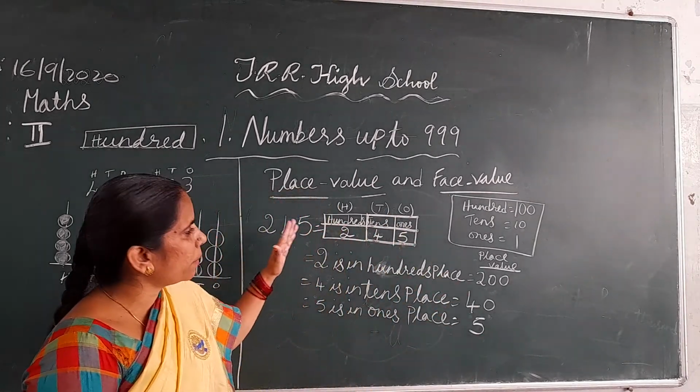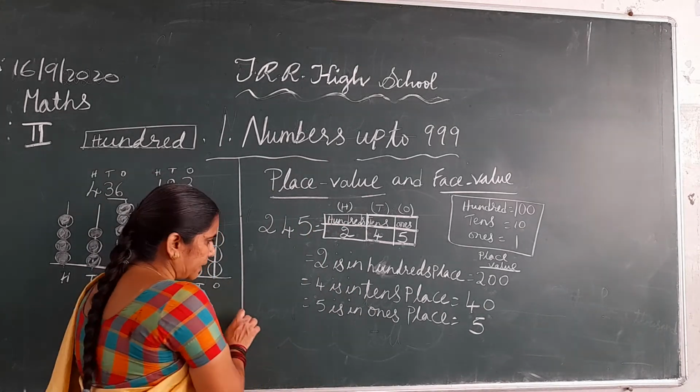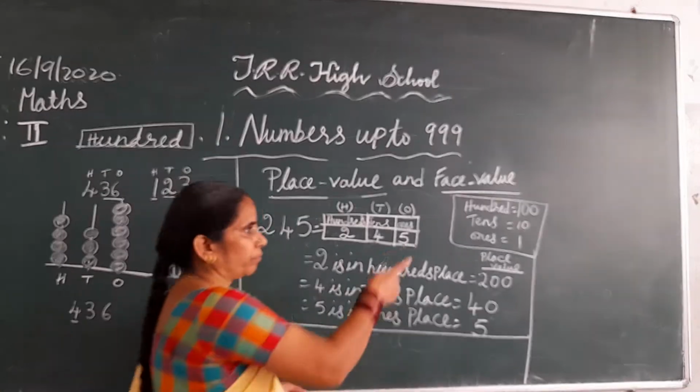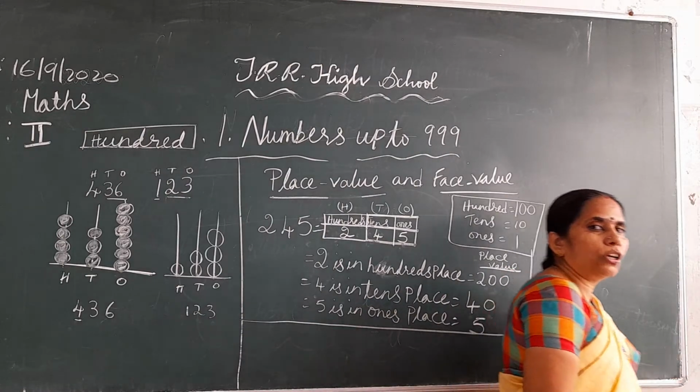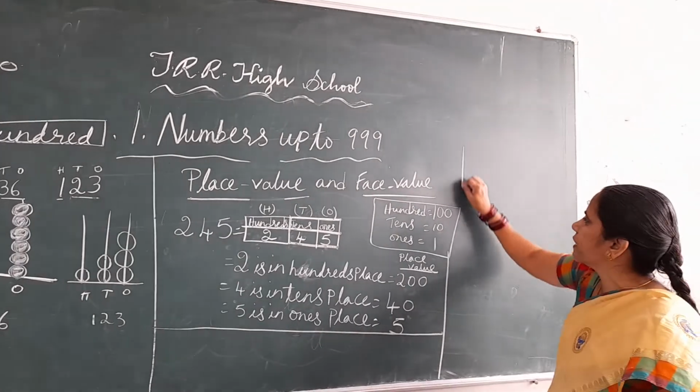Now you understood the place value of each digit, all of you. Some examples we will do here. No need to write each digit. We'll see whether you all understood or not.